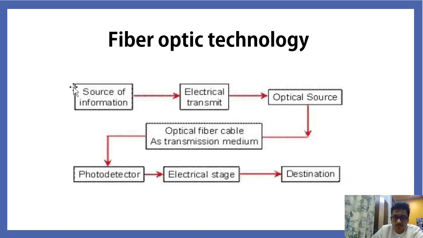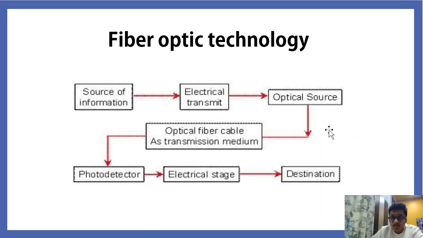First, a source of information sends the information to the electrical transmitter, which then sends electrical signals to the optical source, which converts the electrical signals into light waves, which are then transmitted with the help of optical fiber cables. Then at the receiver's end, the photodetector converts the light waves back into electrical signals. There are mainly two types of sources: LEDs and LDs. LED stands for light emitting diode, whereas LD stands for laser diode. At the electrical stage, the electrical signals are then about to reach the destination.